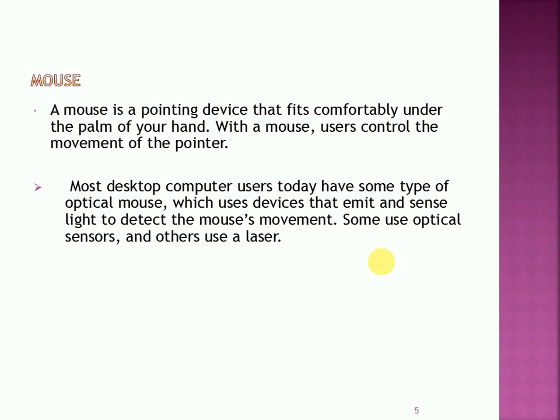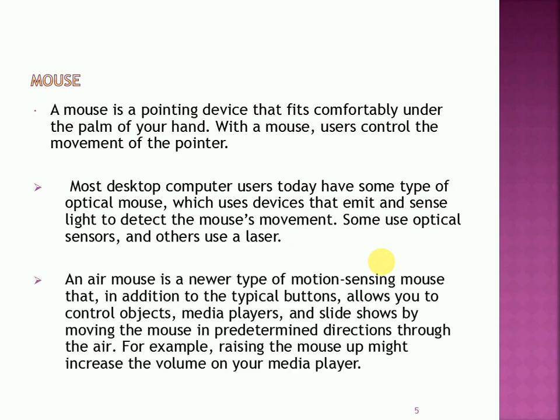An air mouse is a new type of motion sensing mouse that, in addition to the typical buttons, allows you to control objects, media players, and slideshows by moving the mouse in predetermined directions through the air. For example, raising the mouse up might increase the volume of your media player.